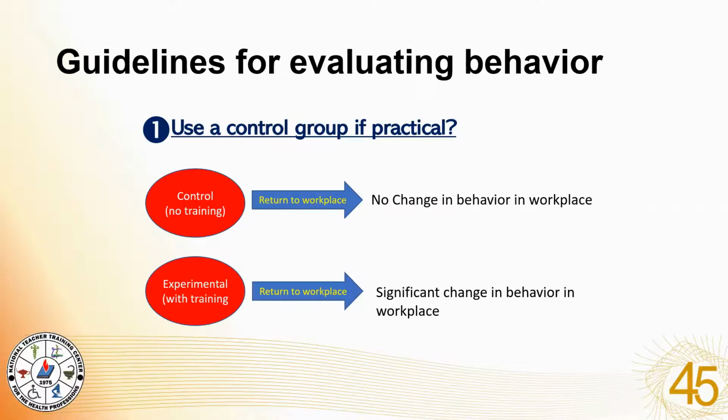So this brings us to some of the guidelines for evaluating behavior when doing level 3. But of course, you can also do this for other evaluation models. The first guideline will be to use a control group if practical, meaning you compare people who did not attend the training and those who attended the training, and compare their performance. Do you see any significant difference in the way they perform, so that you say, oh, this is worthwhile, I can see significant change, so maybe next time I really send more people to this training.